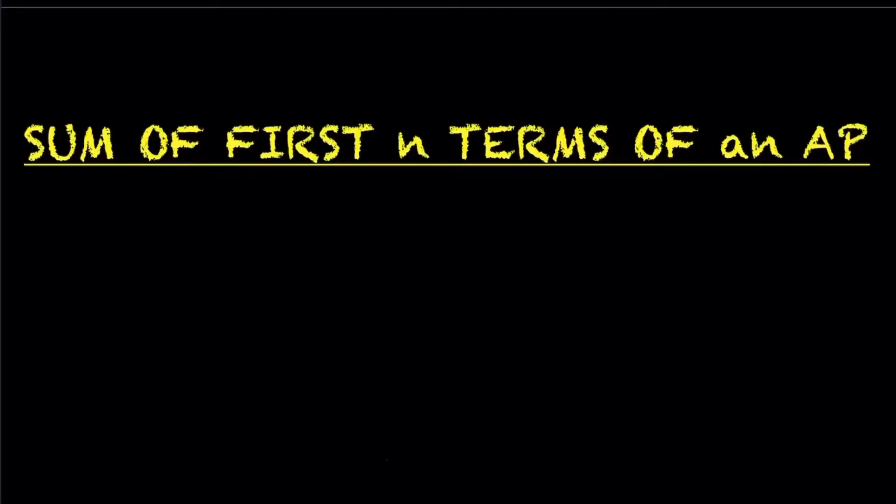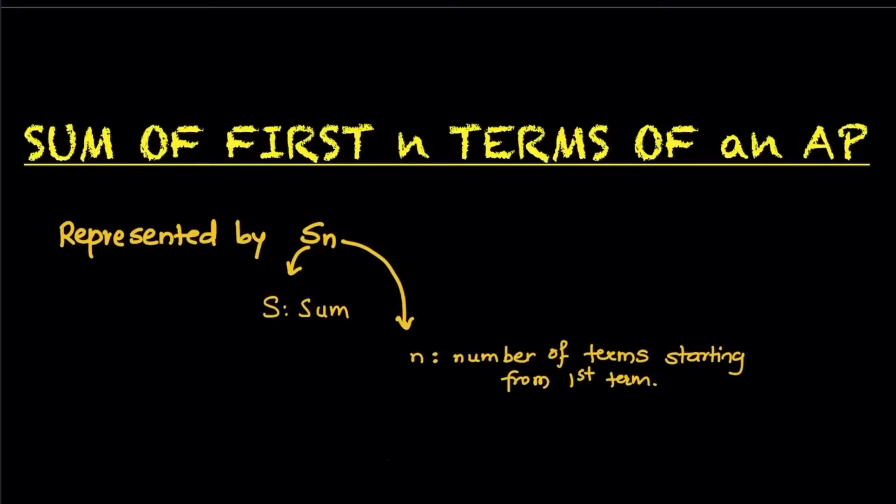Welcome everyone. Today we will learn about the sum of first n terms of an AP. Up to this point, we know what an AP is and how to find the nth term of an AP, that is Tn. Sum of n terms of an AP is represented by Sn, where S is the sum and n is the number of terms from the beginning. N is always considered from the beginning in the formula for Sn.